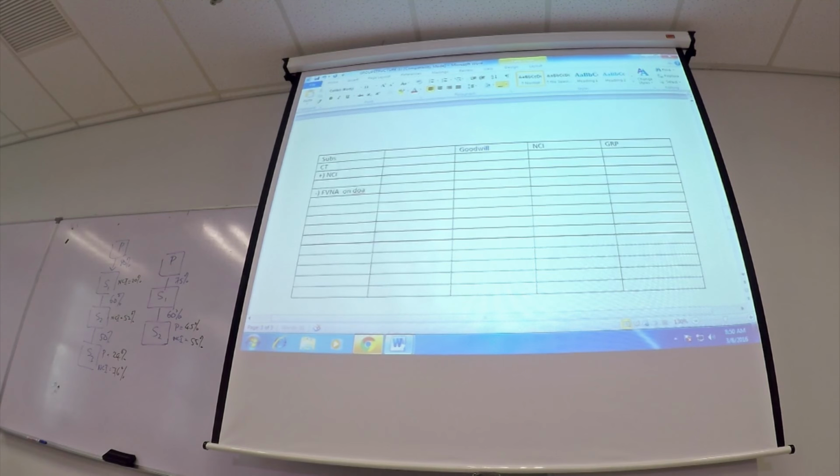Subsidiary 1. So your NCI in subsidiary 1 here, if you are using proportionate, this is the percentage, 20%. So your NCI there will be 20% times the fair value, isn't it? Whatever the fair value amounts there.